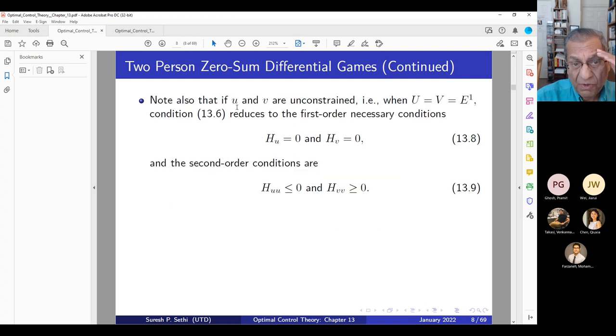So for U, I will let H_U equal 0 and H_V equal 0. That's the first order condition. But U is going to be maximized, so H_UU should be less than or equal to 0. And V is going to be minimized, so H_VV should be bigger than or equal to 0. This is calculus. The first order necessary condition for a maximum and a minimum is this. The second order necessary conditions for a maximum and minimum are these.